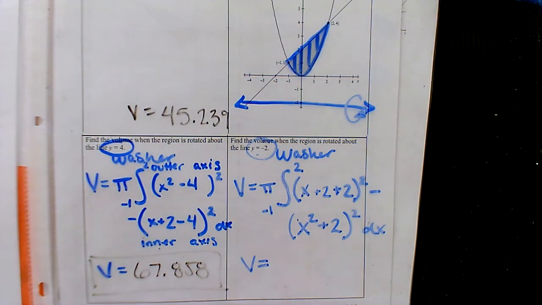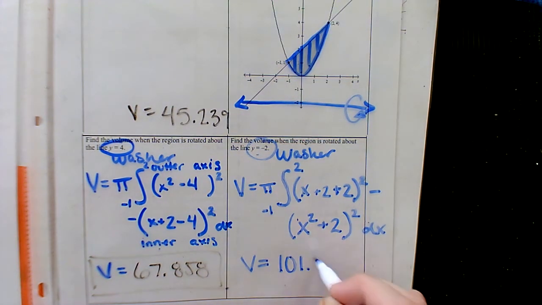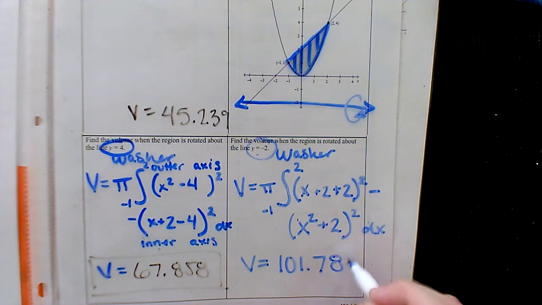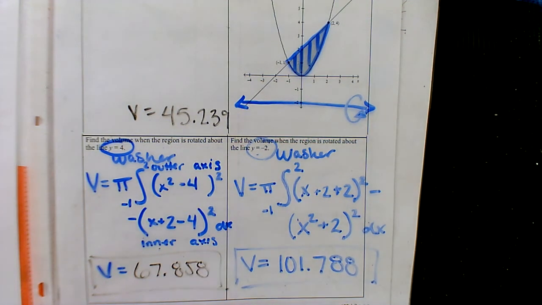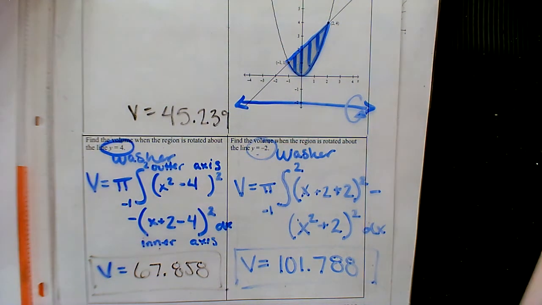Did you get it? Yeah. 101.78. 0.7 what? 88. Can we confirm? Did someone else do it that quick as well? You got it? Perfect. All right.